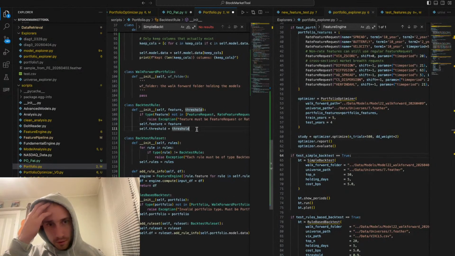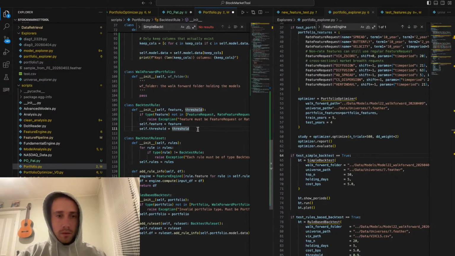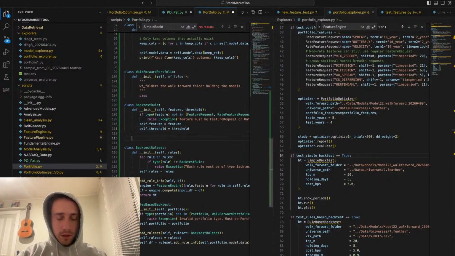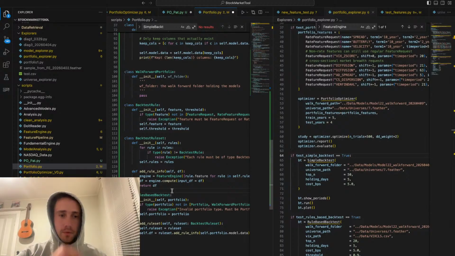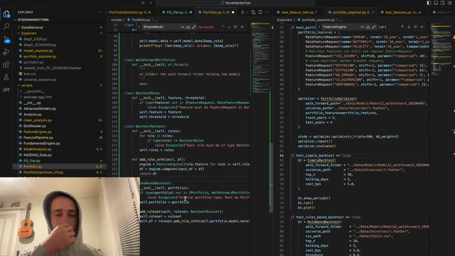So backtest rule, we pass a feature and a threshold. So now we can do define rules-based backtest. Add rule set. Self.rule set is that. So this should be in the rule set. Add rule info.